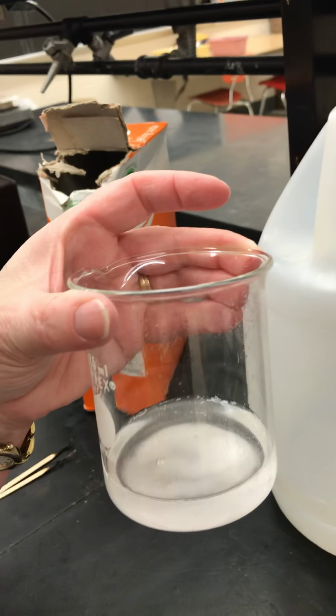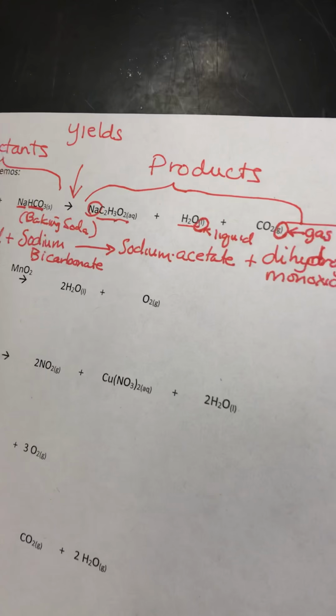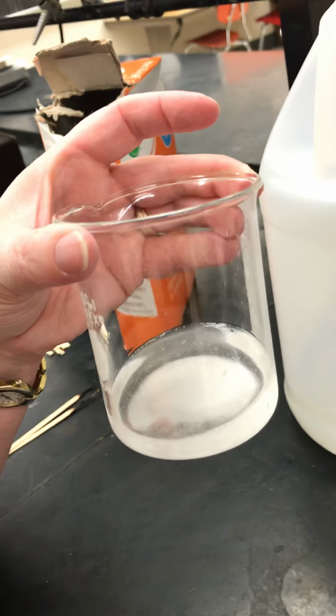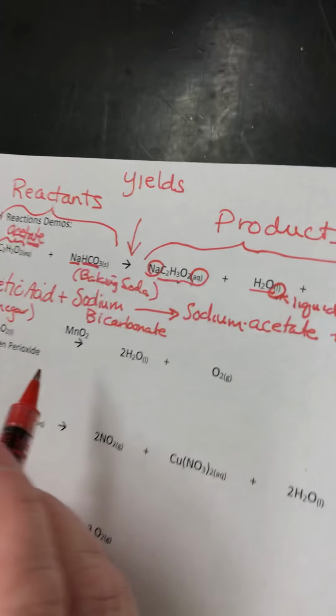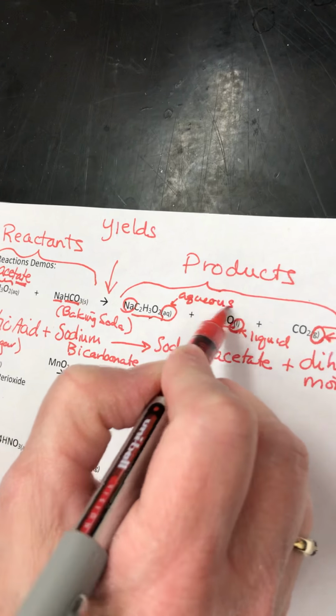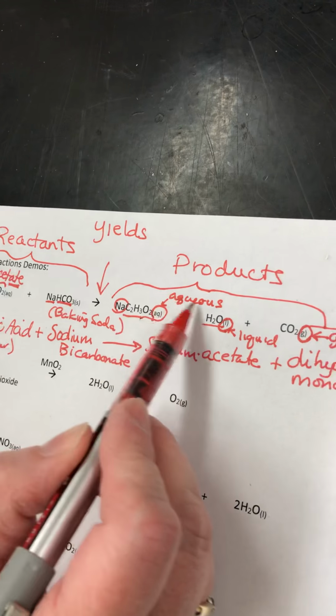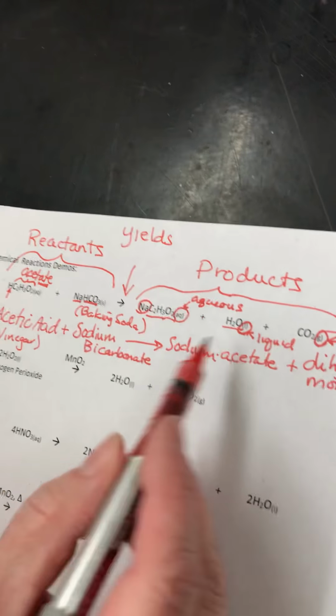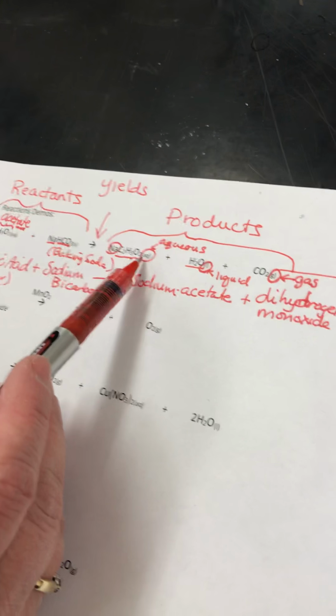All right, and then there's one more thing that we produced, which we're not going to be able to see in here, because the solid that we see at the bottom is still baking soda that didn't react. So we're not looking at the solid that's in there. The other thing we cannot see, and that's what this little AQ means. The AQ is the word for aqueous, which means that this material here is dissolved in water. And when something's dissolved in water, we can't see it. So we have a gas that's produced, a liquid that's produced, and a material that dissolves in water.